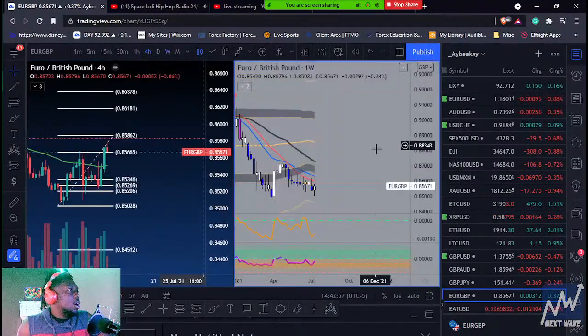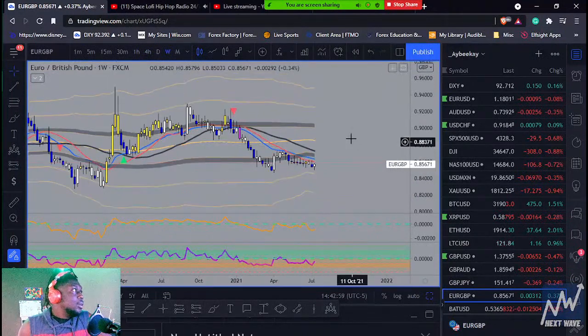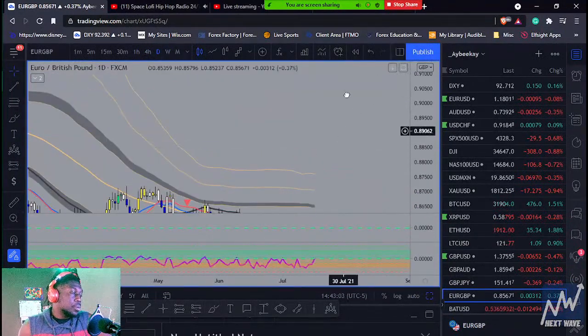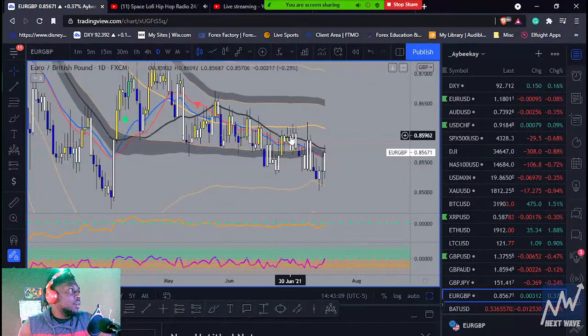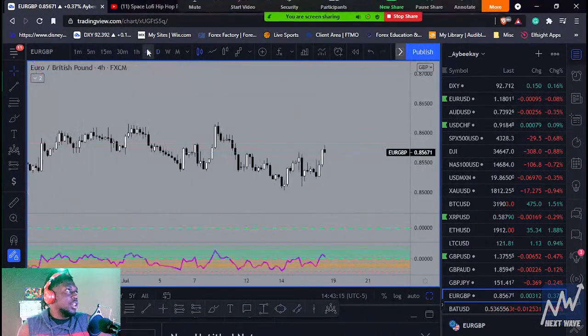Off of RB, weekly time frame has been very bearish for a very long time. Daily time frame rejected off of the... It's just been riding and rejecting off of this RSI line. That's why I finally needed to close above it, because it's just been riding it for the longest.